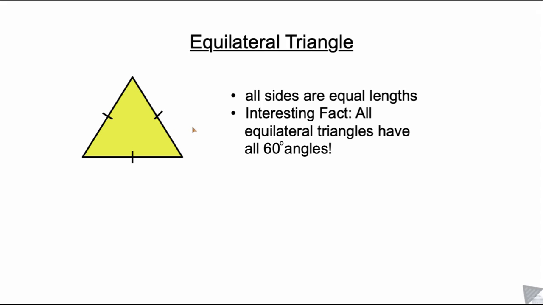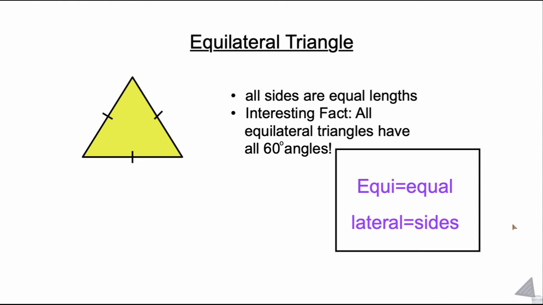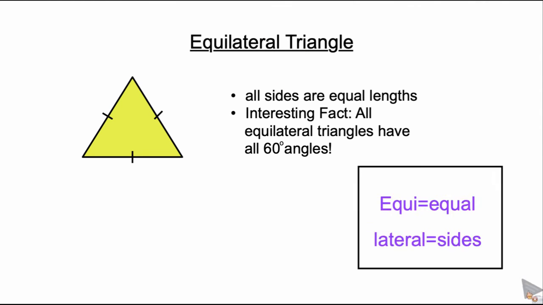Now, an interesting fact about equilateral triangles is that all equilateral triangles have all 60-degree angles. So no matter the length of their side, let's say it was 3 inches, 3 inches, 3 inches, every angle would be 60 degrees. It could be 12 miles, 12 miles, and 12 miles, and that angle would still be 60 degrees, so that's something kind of cool. Now, a little tip, the prefix equa means equal, and lateral means sides. So this literally means equal sides, a triangle with equal sides. So that's just a little tip for you.